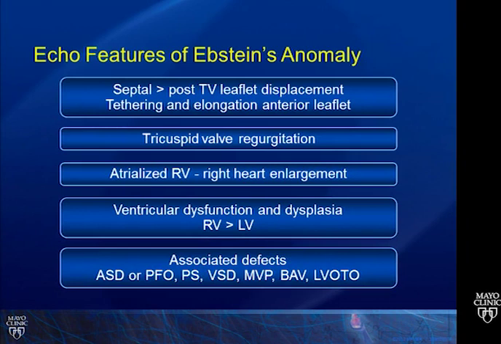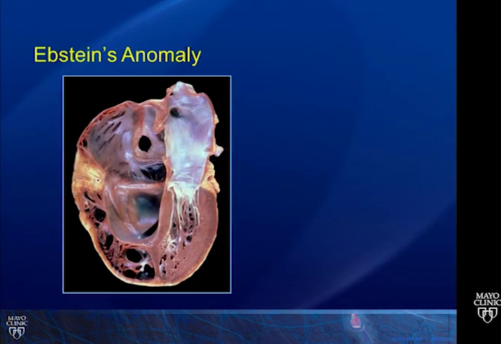And it does have some associated defects, such as an atrial septal defect or patent foramen ovale. Either one has been associated with Ebstein's anomaly. Pulmonary valve stenosis, ventricular septal defects, mitral valve prolapse, bicuspid aortic valve, and left ventricular outflow tract obstruction have all been associated with Ebstein's anomaly.